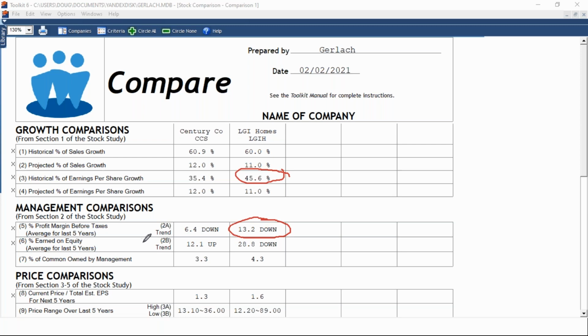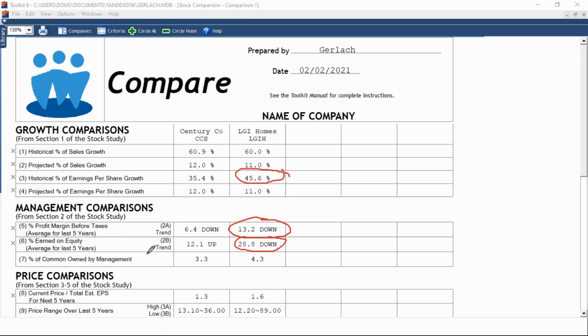For the return on equity, I don't tend to look at it as much for small company stocks, but you know, LGI Homes is 28.8% now, but it's trending down. Century Communities is 12.1%, but it's trending up. The 28.8 is probably still a winner, I think, in my mind.